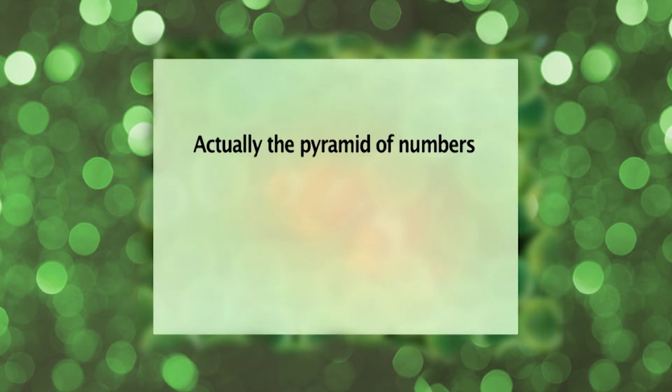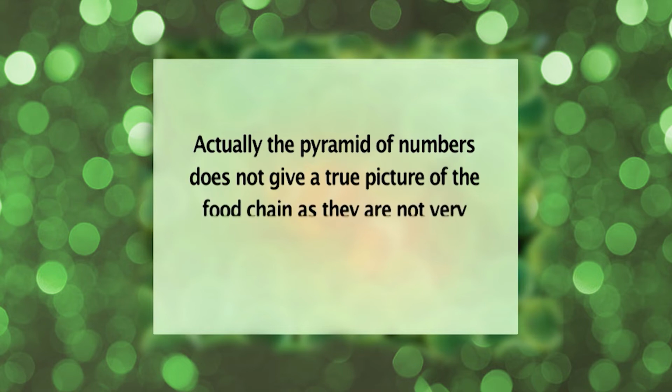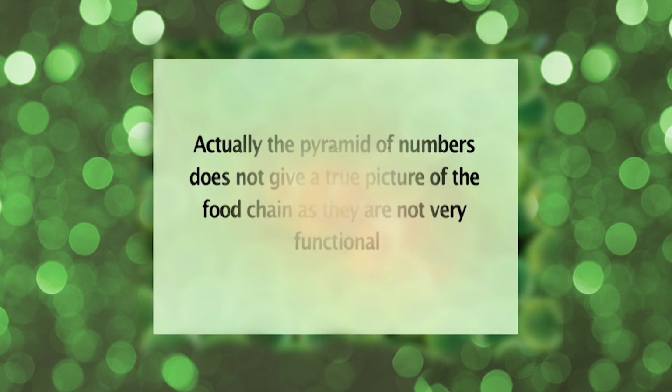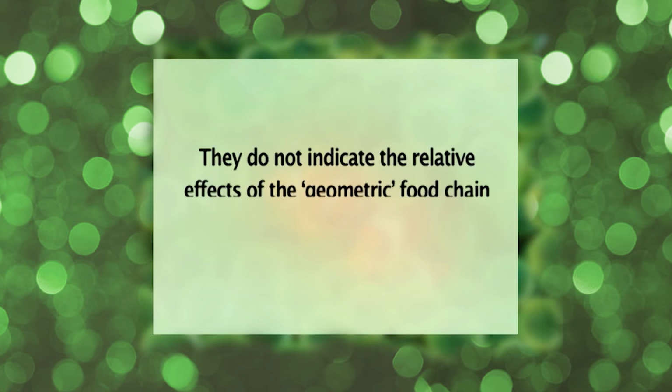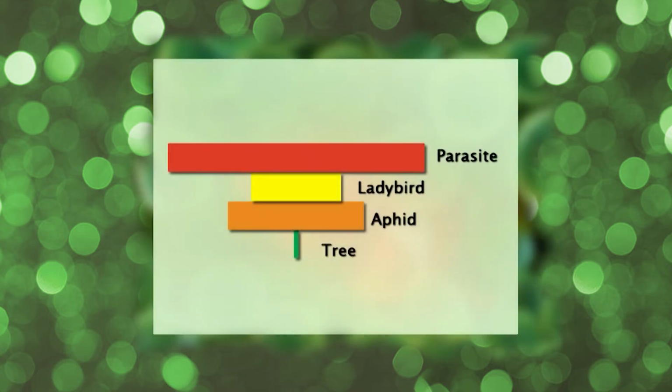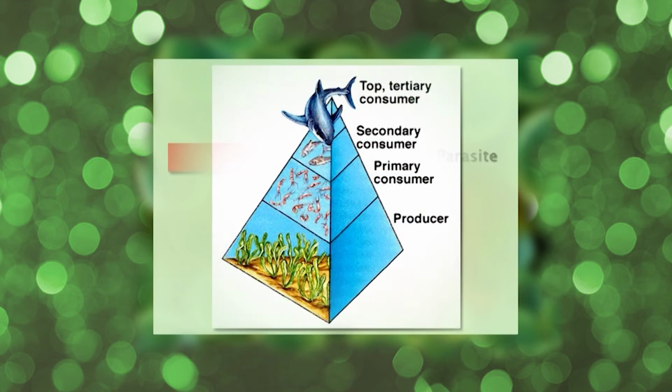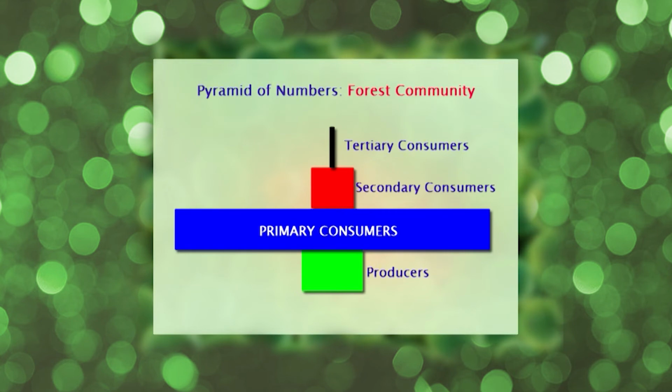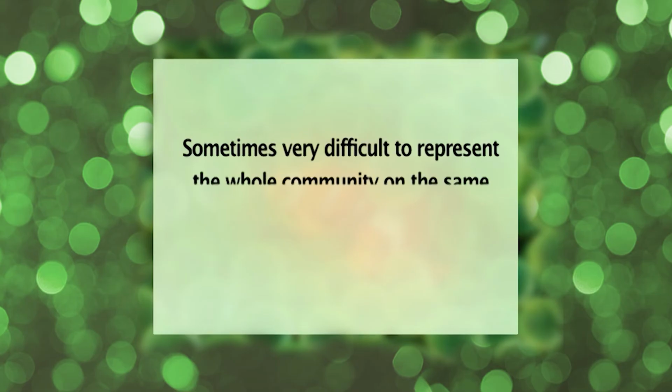Actually, the pyramid of numbers does not give a true picture of the food chain as they are not very functional. They do not indicate the relative effects of the geometric food chain and size factors of the organisms. Generally, the pyramid of numbers varies with different communities with different types of food chains in the same environment. It thus becomes sometimes very difficult to represent the whole community on the same numerical scale.